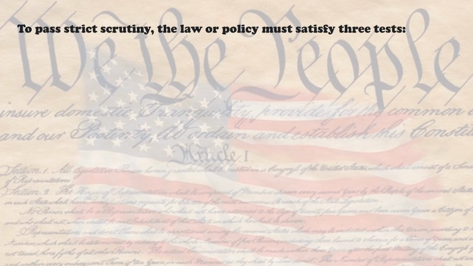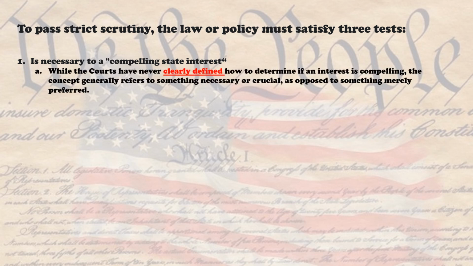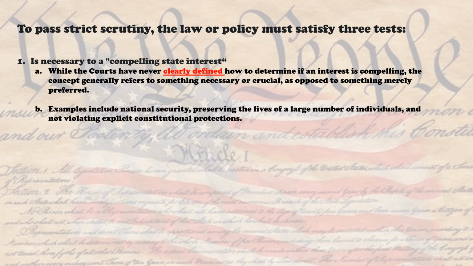To pass strict scrutiny, the law or policy must satisfy three tests. One, it is necessary to a compelling state interest. Now, while courts have never clearly defined how to determine if an interest is compelling, the concept generally refers to something that is necessary or critical as opposed to something that is merely preferred. Examples include national security, preserving lives in a large number of individuals, and not violating explicit constitutional protections.